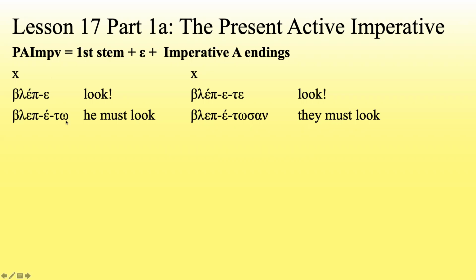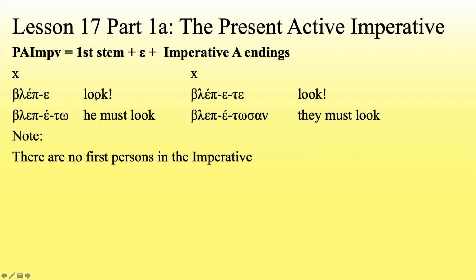Then we have blepe, blepeto, blepete, blepetosan. But those are the four forms. These two we would just translate as look, because we don't make a distinction between the singular and plural in English. And then he must look and they must look. You could say see as well, but it sounds better in English as look than see. Note there are no first persons in the imperative.